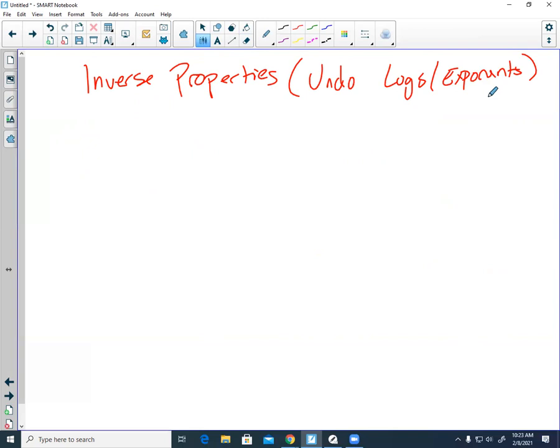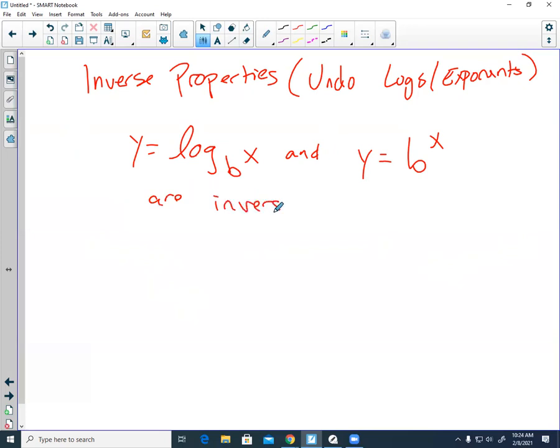Okay. So the first thing is we have to understand that these two things are inverses. So y equals log base b of x, and y equals b to the x power. These are inverses. So those two things are inverse functions.